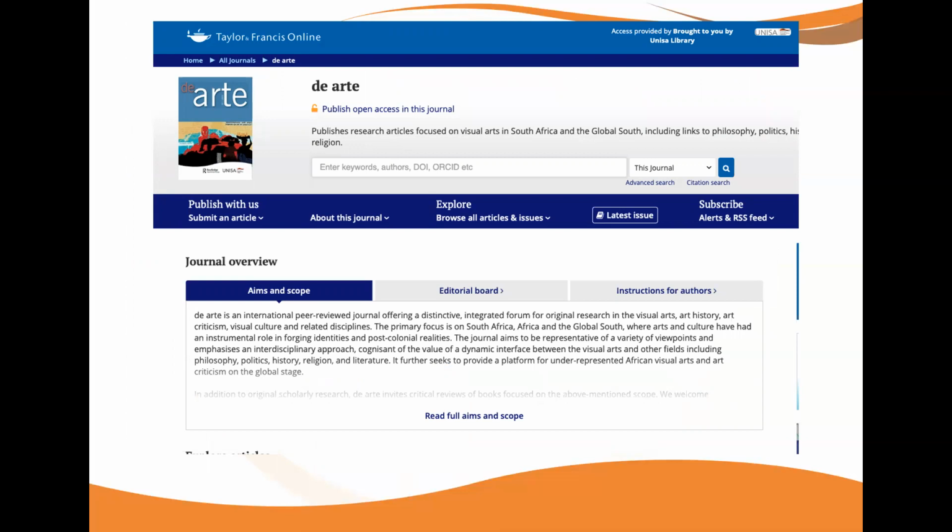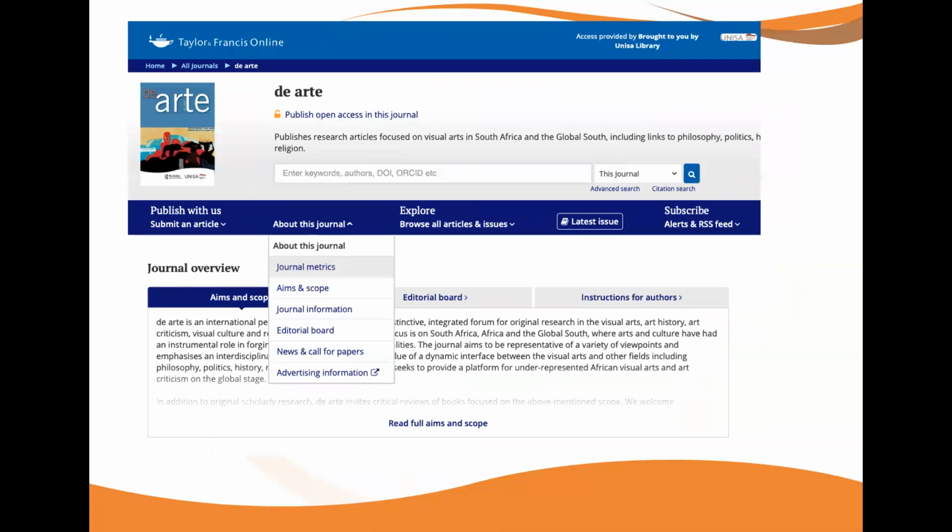You will see that there's all kinds of information about this journal, and you can also browse the articles there or search for specific articles or authors. Then you can look at journal metrics. Journal metrics are numbers that tell us how many times this journal is read, and also how many times other academics have cited or referenced works from this journal.